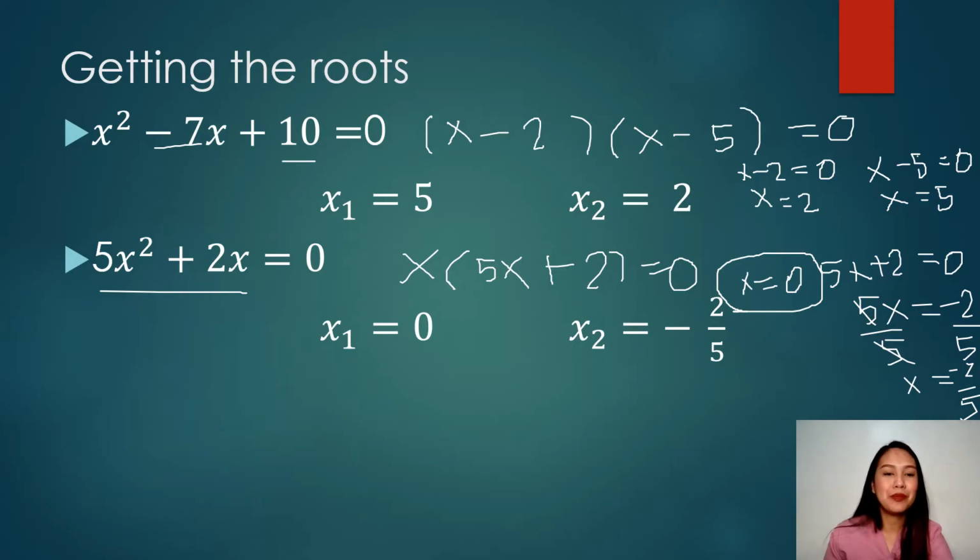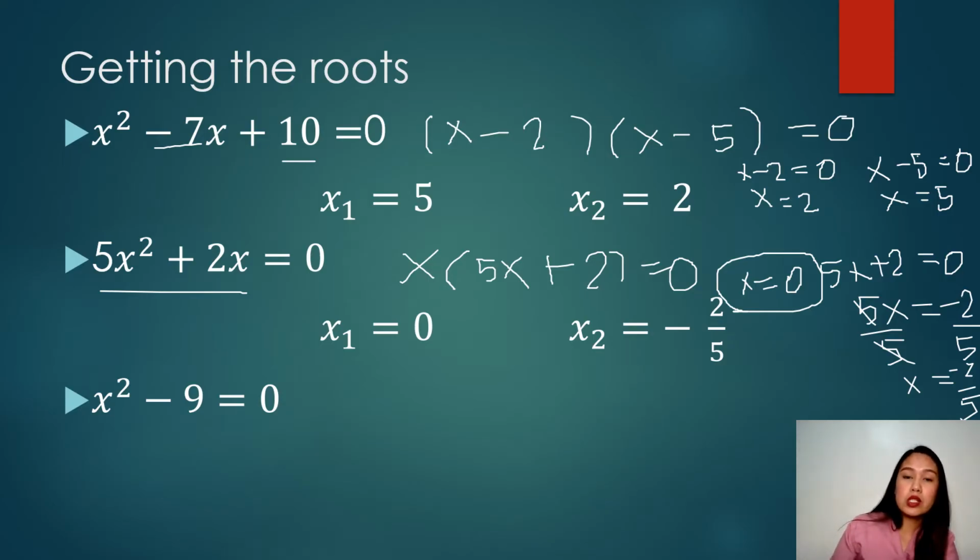All right. And last example, x squared minus 9 is equal to 0. Of course, the method that we can use here is extracting the roots. We're going to square root both sides. But before we can do that, we have to transpose first negative 9 to the other side. We'll have x squared equals positive 9.